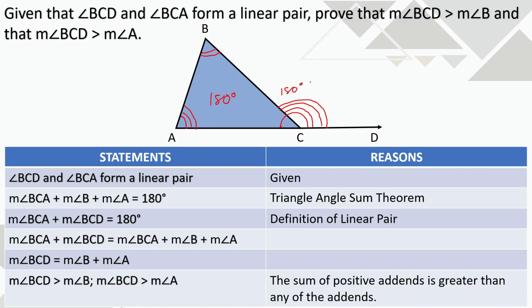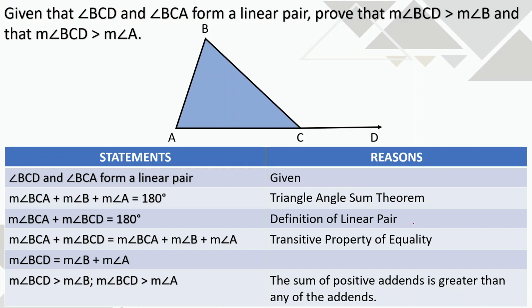180 degrees. Okay, so next, measure of angle BCA plus measure of angle BCD is equal to measure of angle BCA plus measure of angle B plus measure of angle A. What makes us say that? If your answer is transitive property of equality, then you are correct.